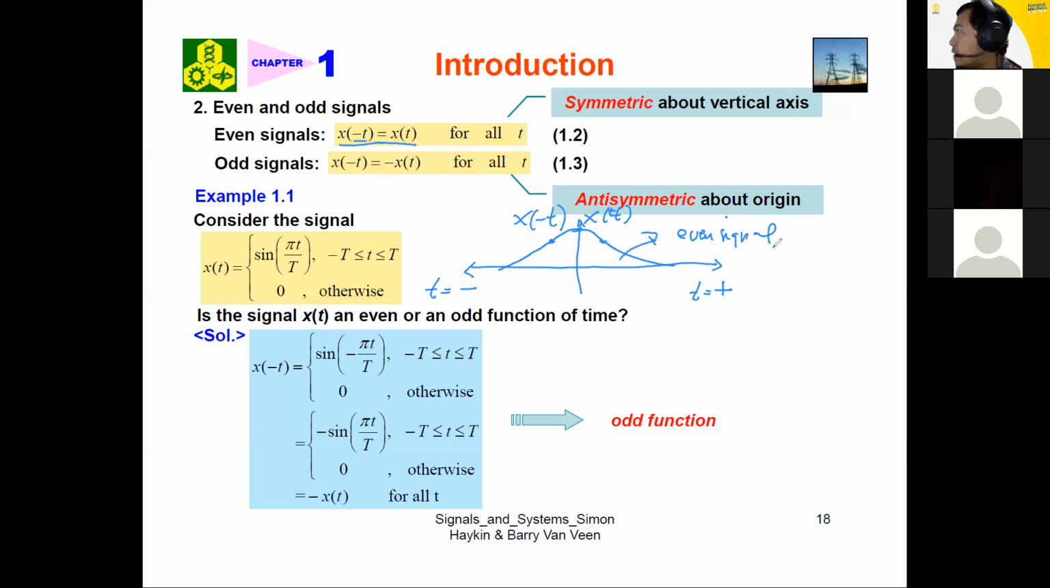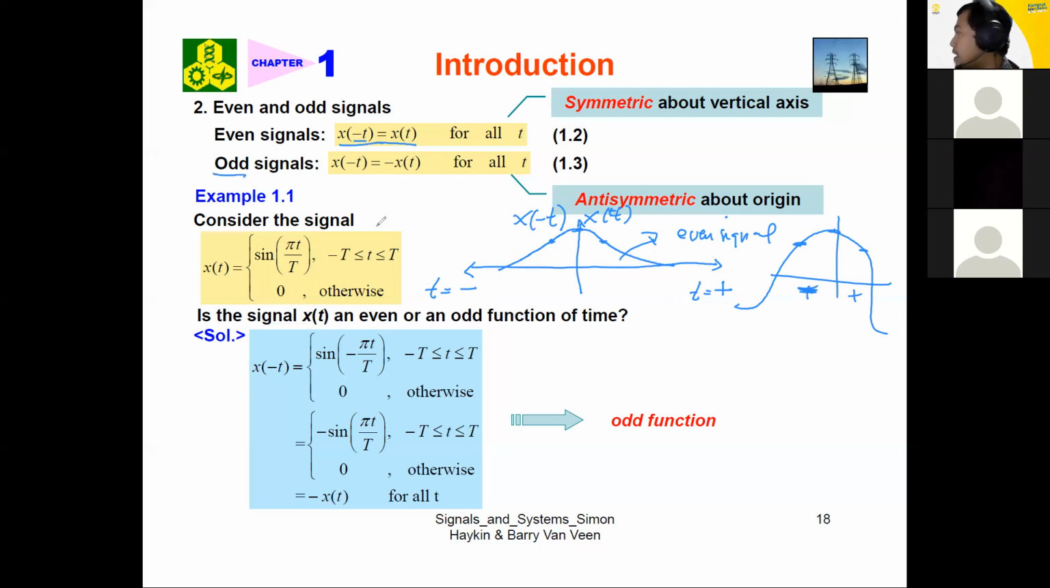For example, a signal with this characteristic is the cosine signal. You can see here the positive region and the negative region have the same value. Okay, same value.